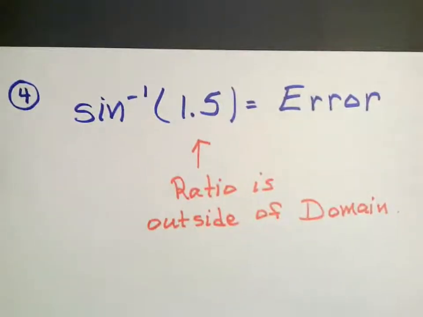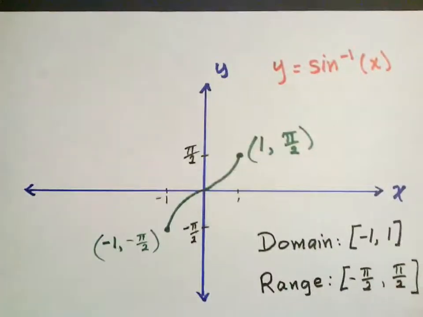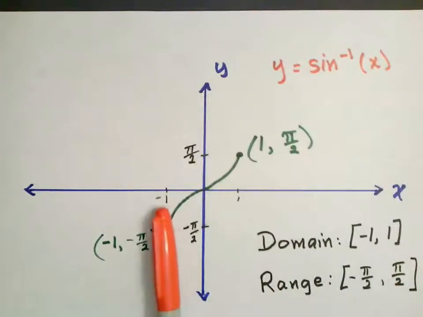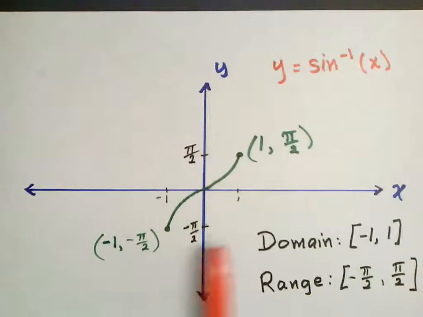If you put this into your graphing calculator, you're going to get an error. And the reason you get an error is because the ratio is outside of the domain of the inverse sine function. Let's look at that. Remember when we were looking at our inverse sine function, the domain was between negative 1 and 1, and 1.5 you see is over here outside of that range. So that's why you were getting that error.